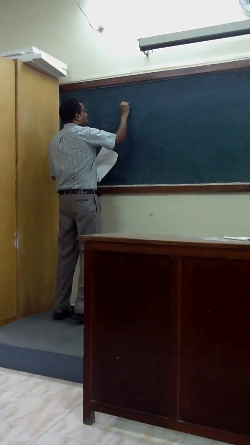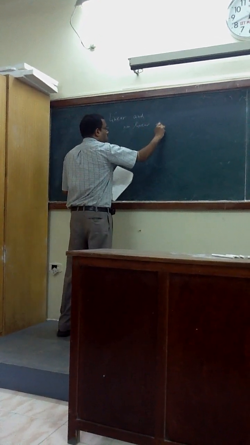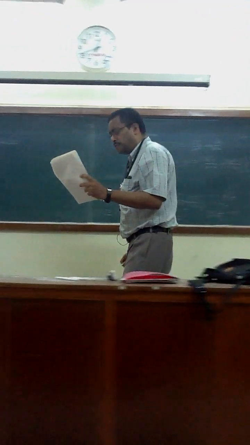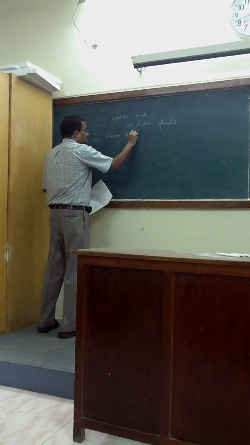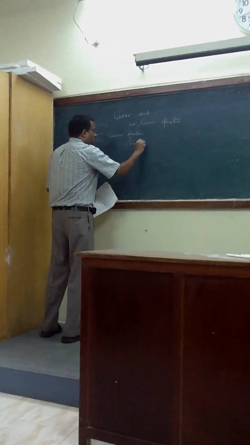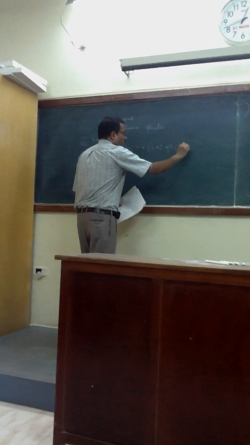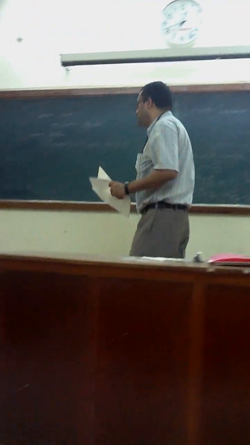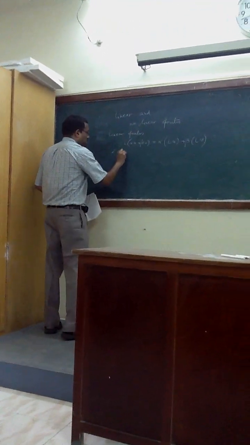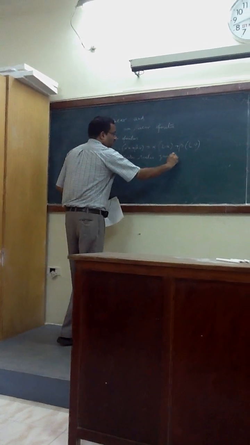So linear and non-linear operators. The property for a linear operator is L of (alpha u plus beta v) equals alpha Lu plus beta Lv. Alpha and beta are scalar quantities.